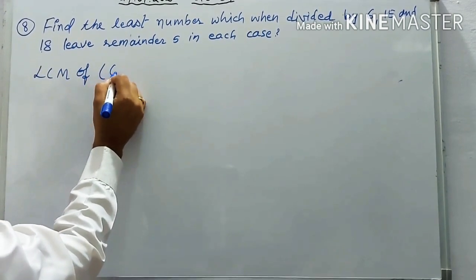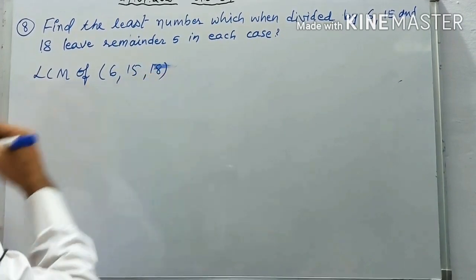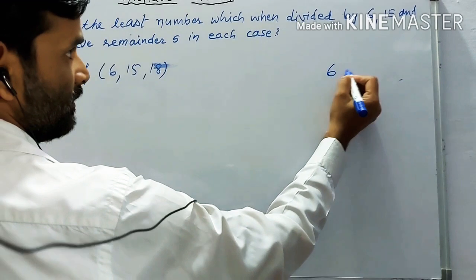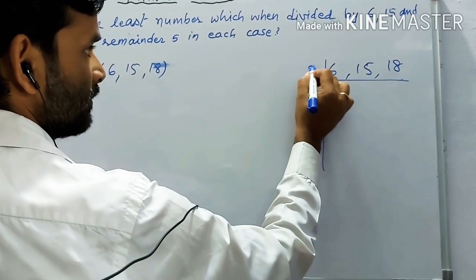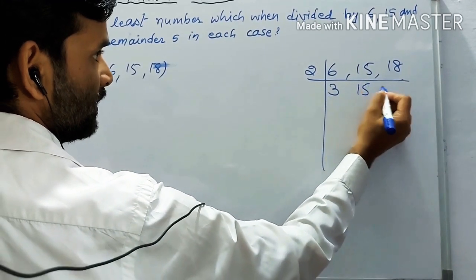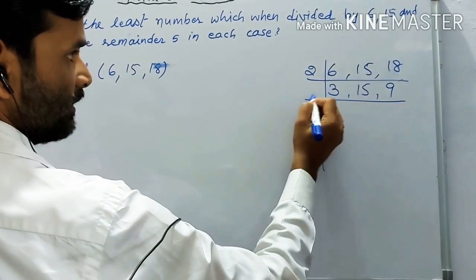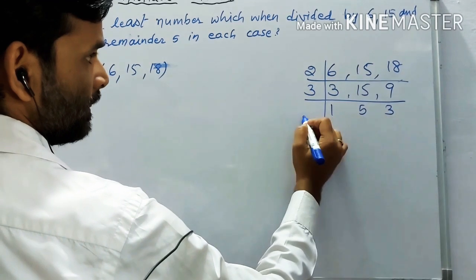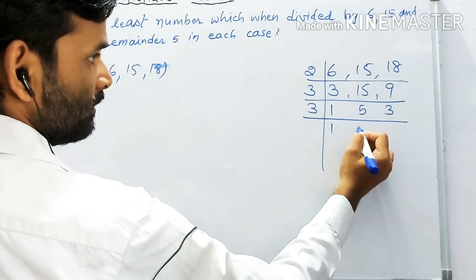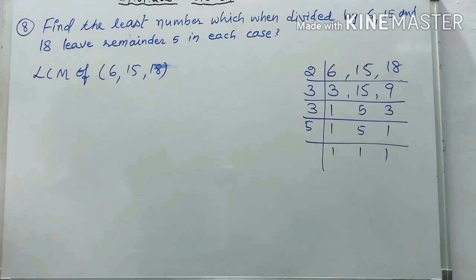of 6, 15 and 18. Now on the left-hand side write 6, 15 and 18. First divide by 2: 2 threes are 6, 15 stays, and 2 nines are 18. Again divide by 3: 3 ones are 3, 5 is 5, and 3 threes are 9. Again 3: 1, 5, 1. And 5 fives are 1, giving 1, 1, 1.